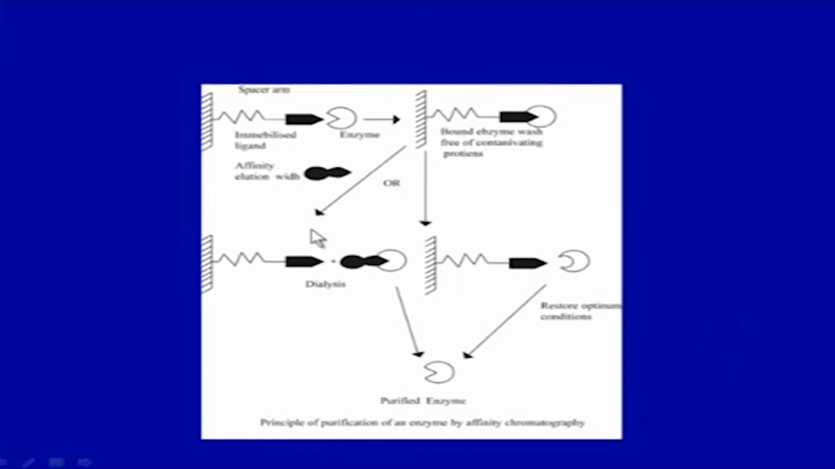Now, here, what I have explained is depicted in this figure. You have a ligand with a spacer arm, and the target comes and binds here. Then this could be eluted with another free ligand, or pH conditions could be changed, and then you can restore it, and again the purified enzyme is obtained, and this could be used as many times as you want by cleaning it up.